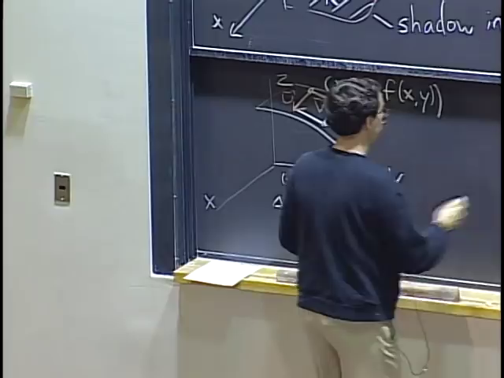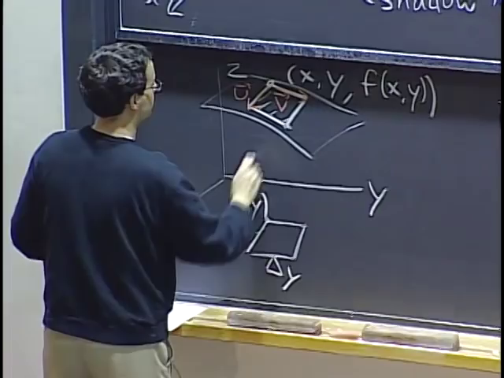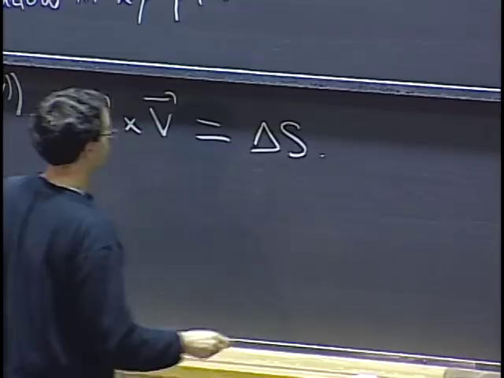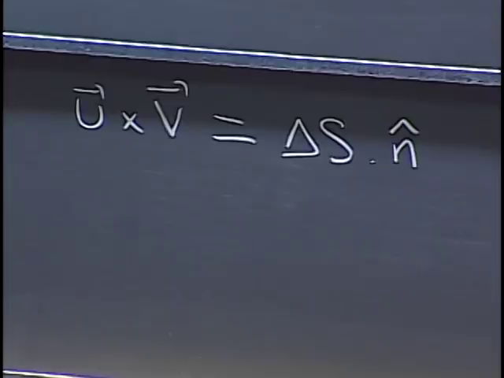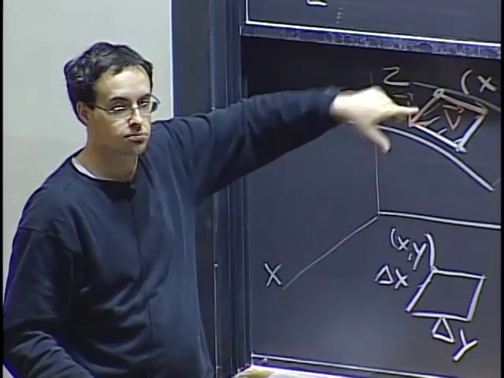will be, in terms of the magnitude, just the little piece of surface area, delta s. And in terms of direction, it will be normal to the surface. So I will get just delta s times my normal vector, up to sign, because depending on whether I do u cross v or v cross u, I might get the normal vector in the direction I want or in the opposite direction. But we'll take care of that later, up to sign.